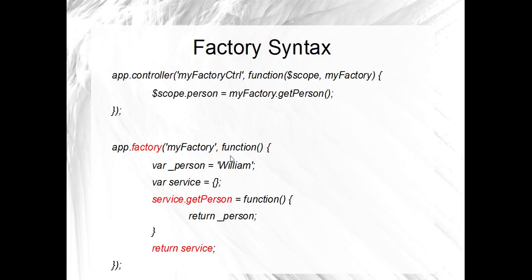So when you are trying to access a person variable within the scope context, you are trying to assign myFactory.getPerson. So this would be nothing but accessing service.getPerson. So this is how you are trying to create and register a service using factory approach.